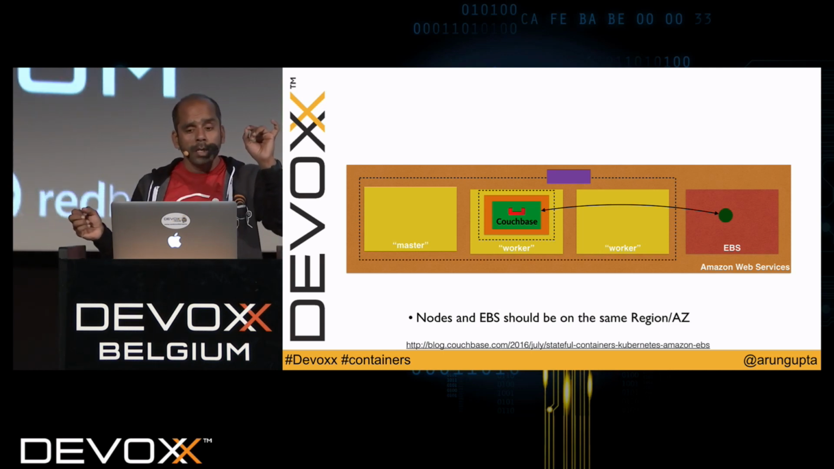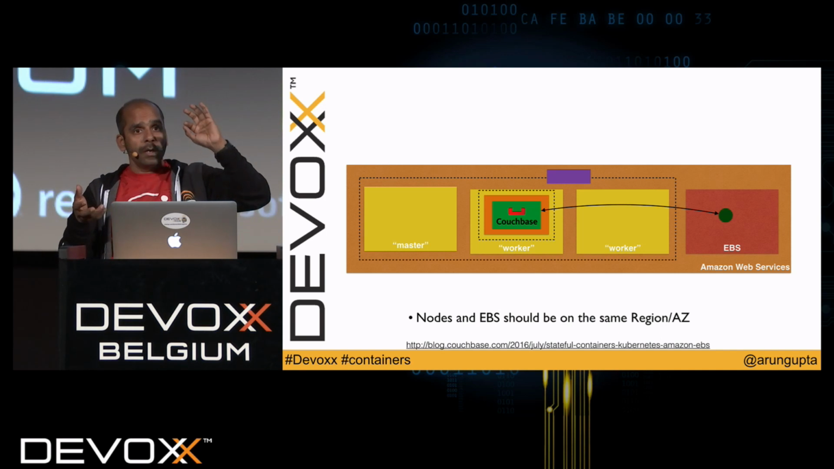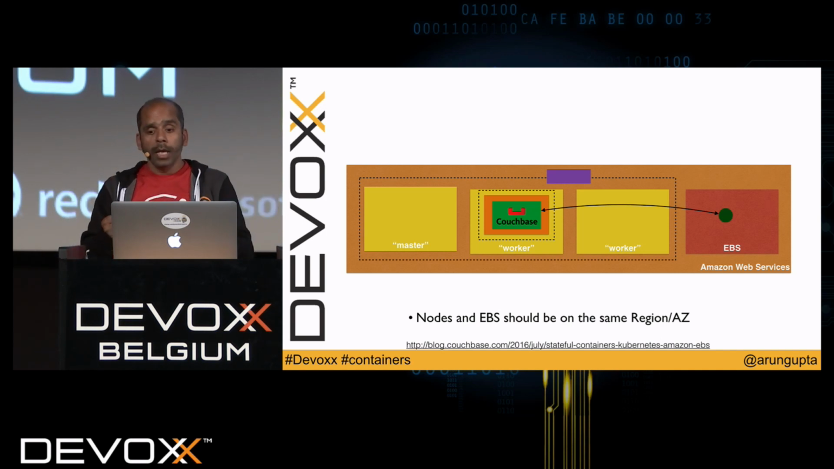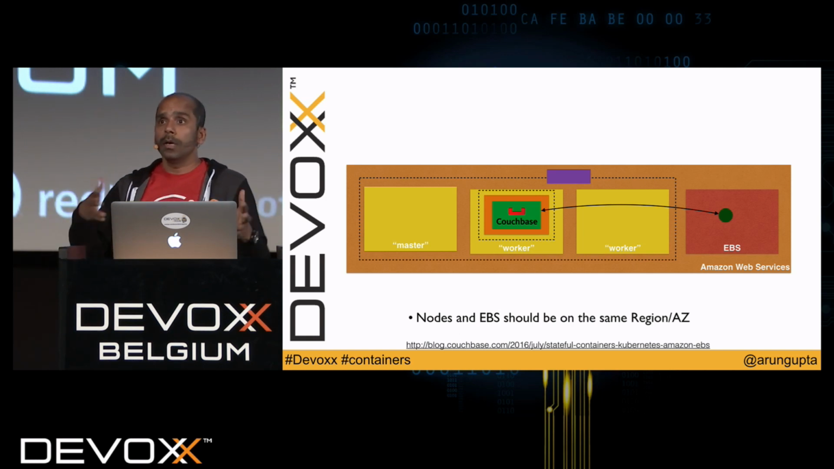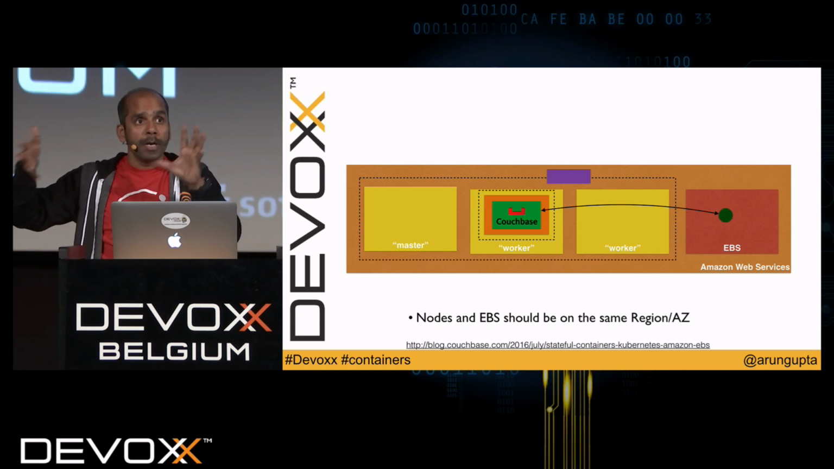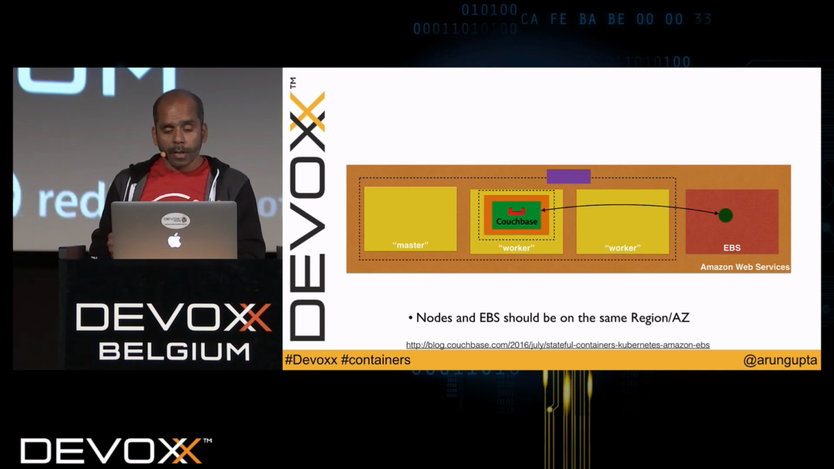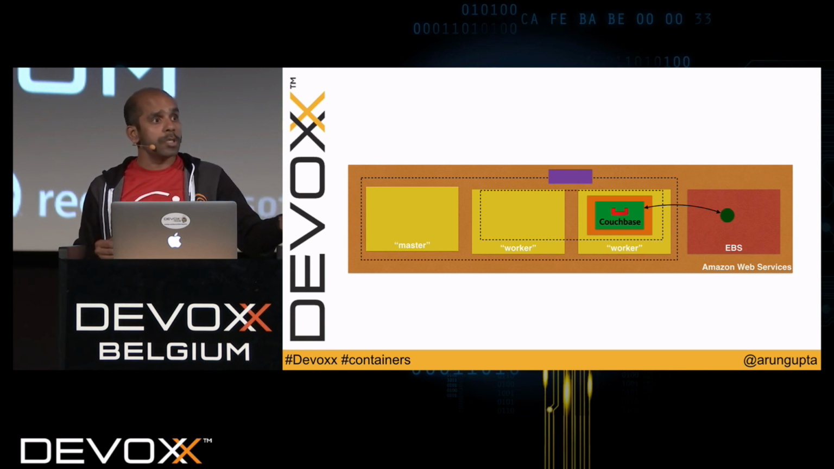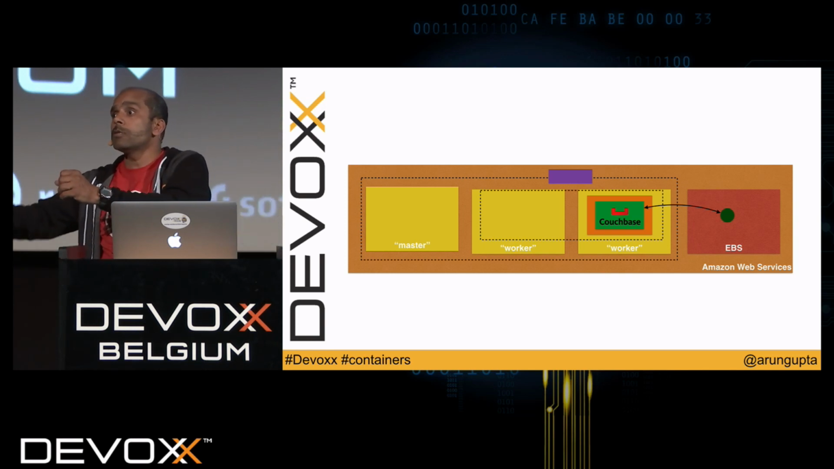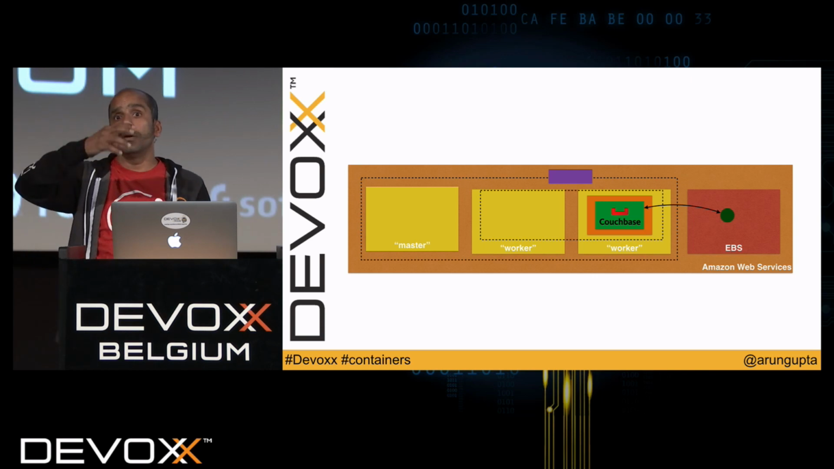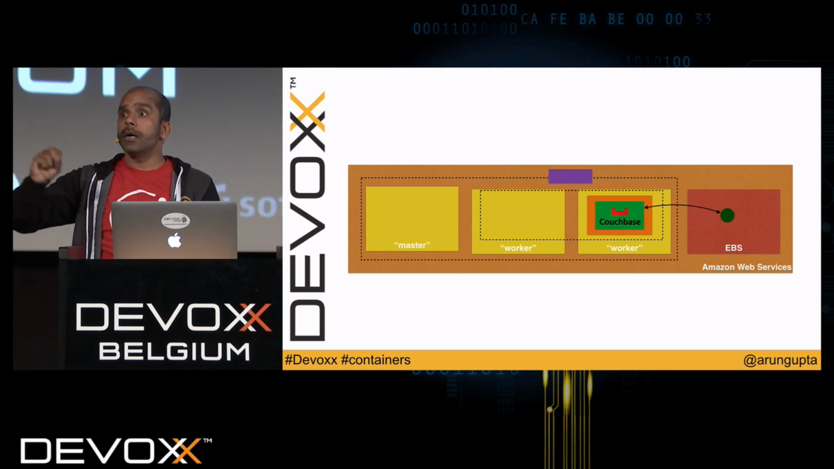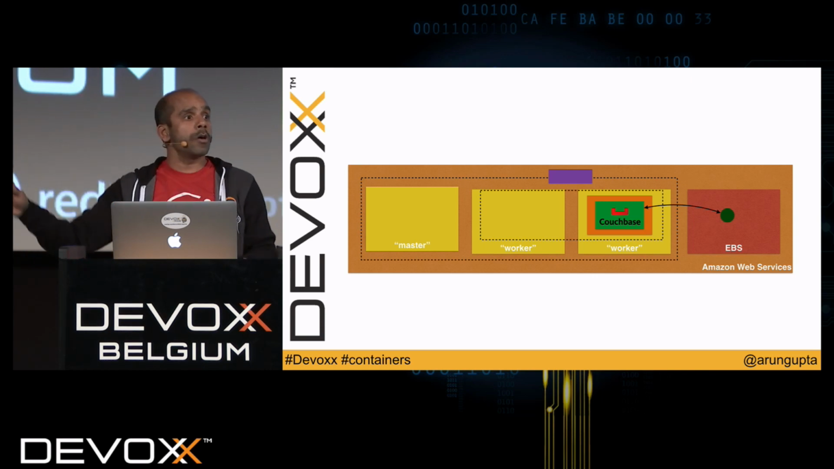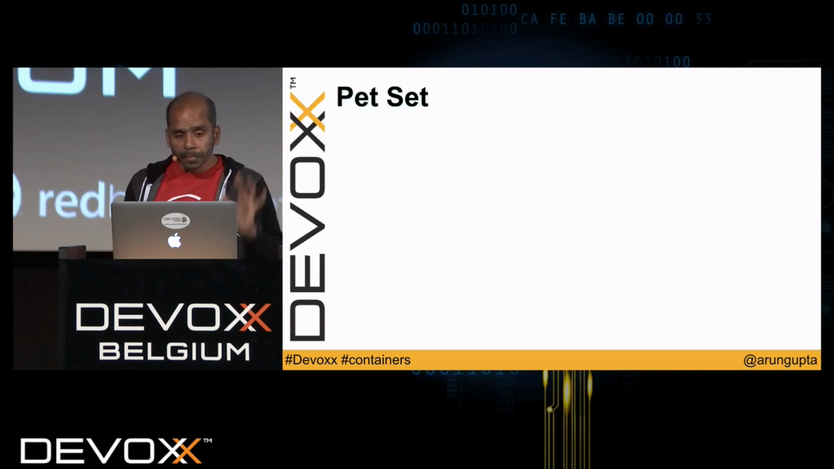The important part is the node, that means where the container is running, and the EBS should be in the same region and availability zone. It cannot be across availability zones. So the container and the EBS volume have to be in the same region and AZ. So now if a container dies on one particular host and it comes up on a different host, it is automatically mapped for you. The volume or the data is carried across container restarts across hosts. So that's kind of pretty cool.